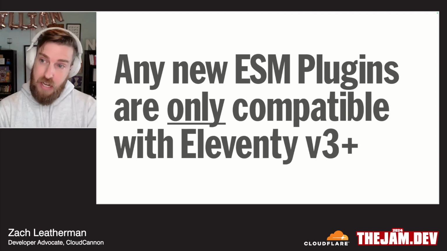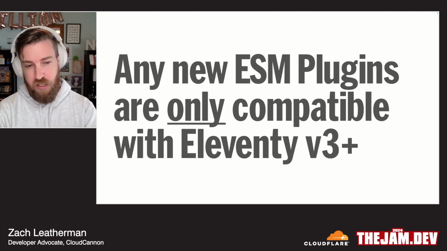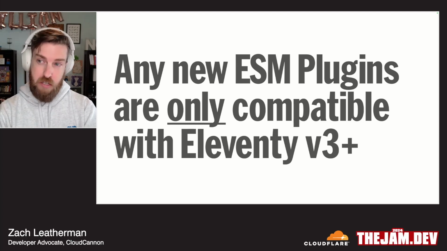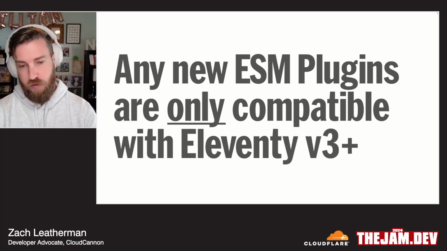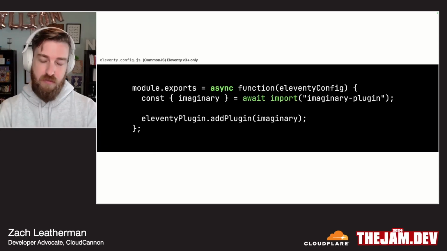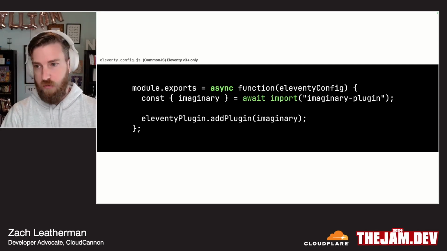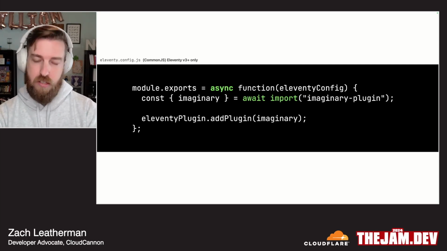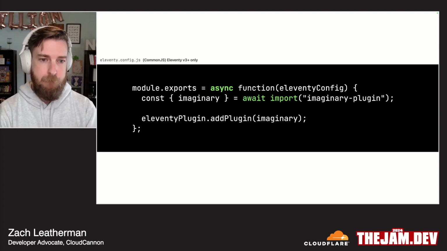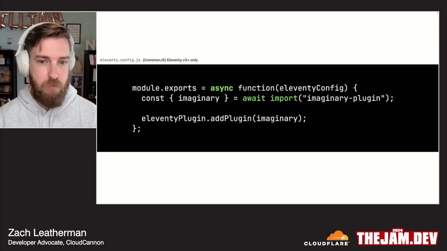And if you do decide to make an ESM 11ty plugin moving forward, you should know that they are only compatible with 11ty 3.0. So if you want your plugin to be backwards compatible with version 2 or version 1, you should write in CommonJS moving forward. And the simple reason for that is that we did not have asynchronous configuration callbacks in version 2 and version 1 of 11ty. So you couldn't do this dynamic import trick to import your ESM plugin. And yeah, that's just kind of the limitation that we have.